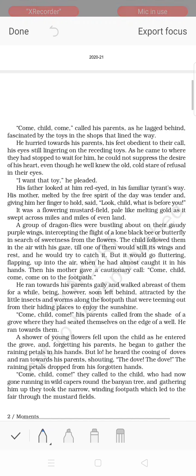He knew that they would stare at him, indicating denial to buy him the toy. The child knew the emotionless way in which they would stare at him. But still, he could not suppress his feelings. "I want that toy," he pleaded. The child was unable to control his desire any longer. He said that he wanted to buy the toy. His father looked at him red-eyed in his familiar tyrant's way.